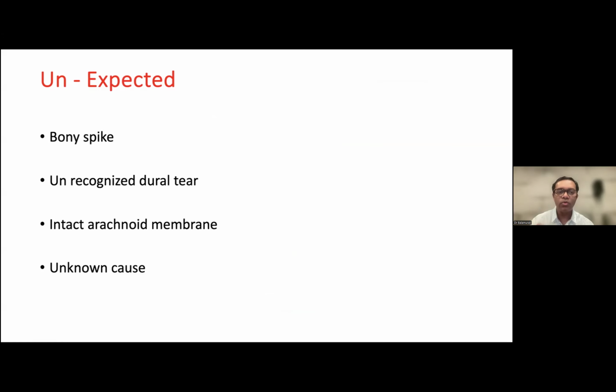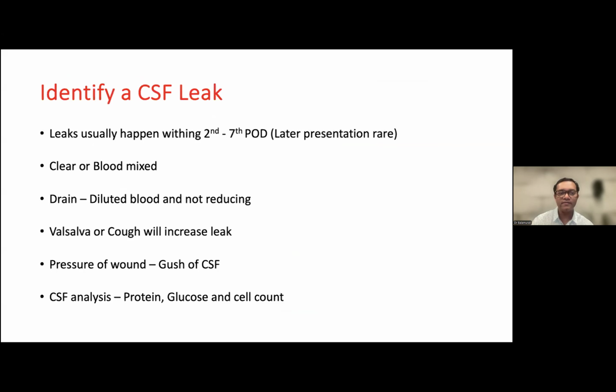If you leave a small bony spike, or if you didn't recognize properly, you're doubtful whether this is saline wash or whether it's a CSF leak, you don't wait enough, and then you just come out. Or you have a small tear where you think the arachnoid is intact, and when the patient wakes up and there's a big cough, it just opens up. So these are sometimes, very rarely, the cause. So identifying a CSF leak is very, very important, the first step. Usually it happens in the second to seventh post-op day. So usually before the patient goes home, most of them leak, or within the first week.